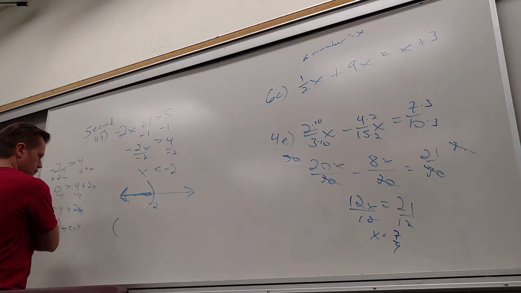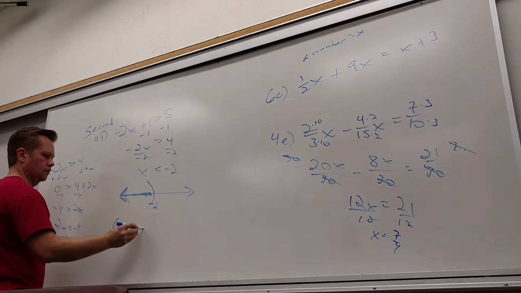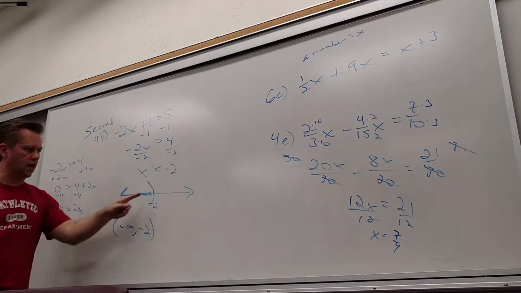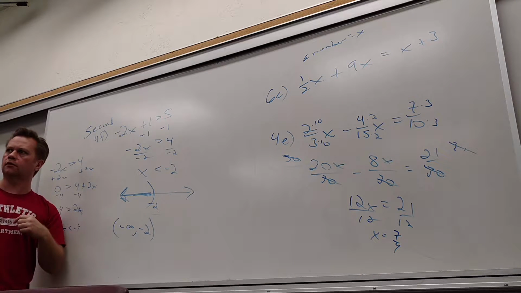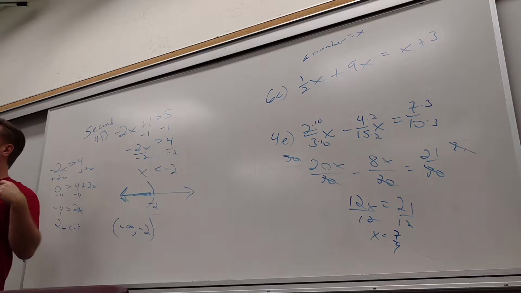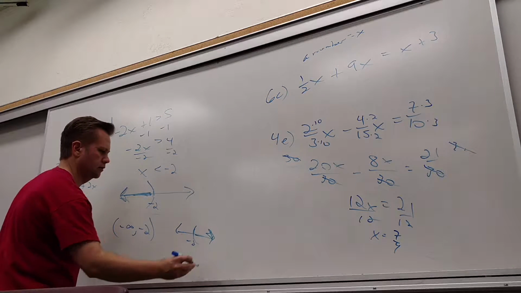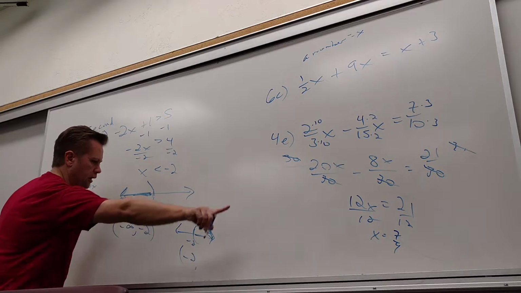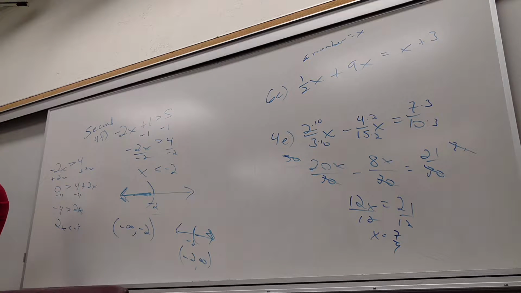Parentheses, negative infinity, comma, -2, parentheses. So you've already got that. The shading forever is captured by this. Shading forever means you go down to negative infinity, so the infinity sign would be on the left side of the parentheses. If I had it like this, it would be from negative 2 up to infinity, because it's always smallest, comma, biggest.